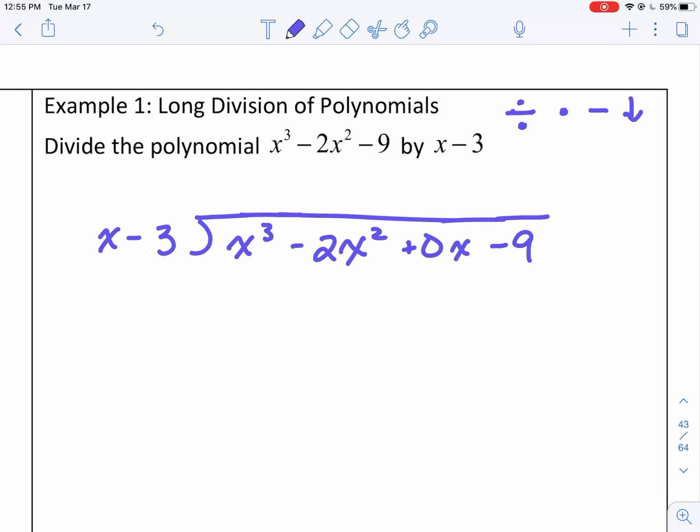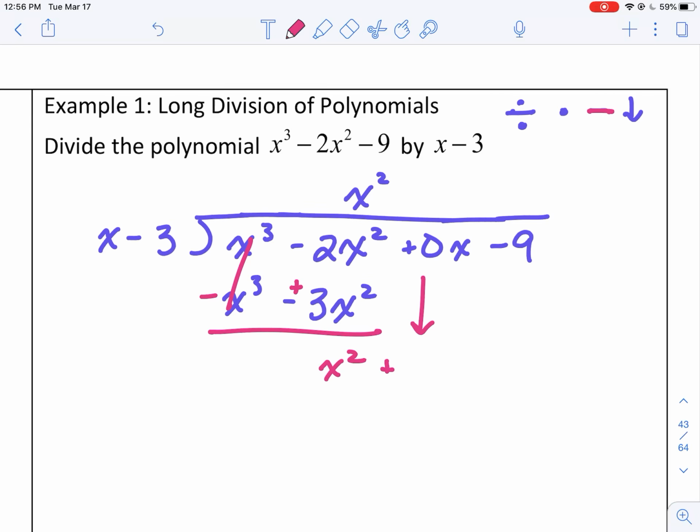So step 1, we have x cubed divided by x gets me x squared, and I'm going to line it up above my x squared term here. Then I multiply, so I'm distributing my x squared to my x and to my negative 3. So when I do this, I get x cubed minus 3x squared. Then from here, now I have to subtract. I like to do this in a different color, and I have to distribute, so that makes this a positive. Then I'm going to add down, so those cancel, and I get x squared. Then I bring down my plus 0x, and now I'm going to do it all over.